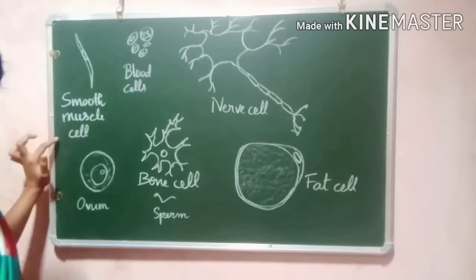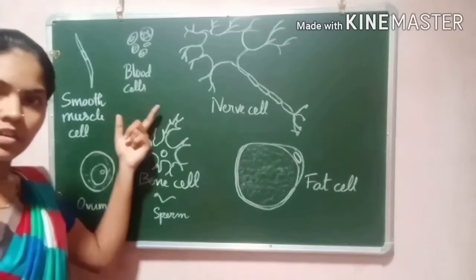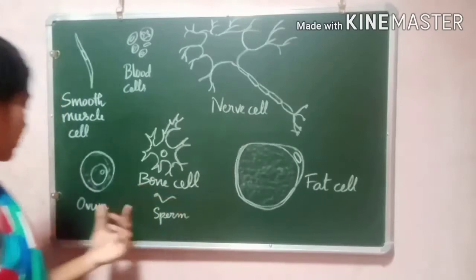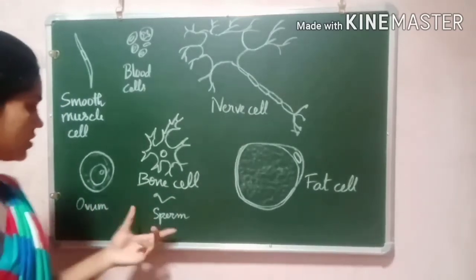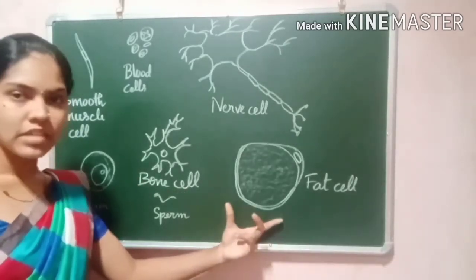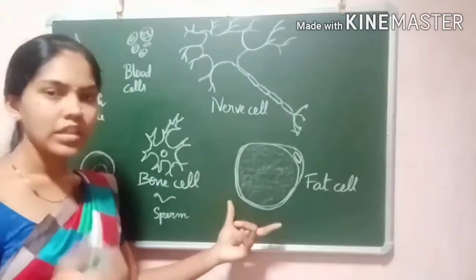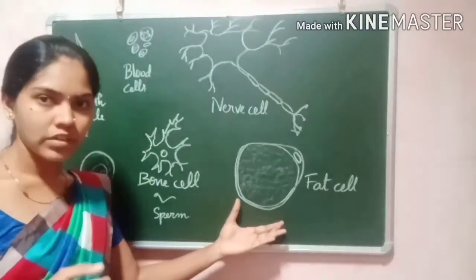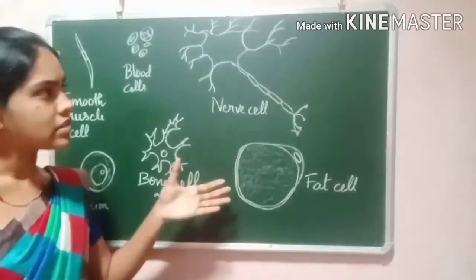Muscle cells are found in the muscles. Blood cells are found in the blood. Nerve cells are in the nervous system. Ovum is in the reproductive parts, and bone cells are found in the bones. Fat cells are found in storage tissue, which stores energy for further use. These are various kinds of cells.